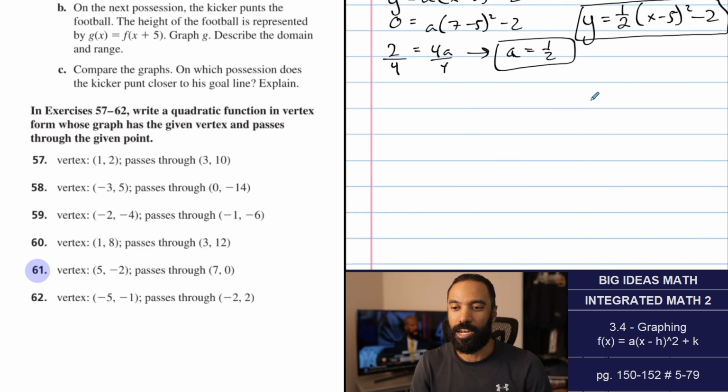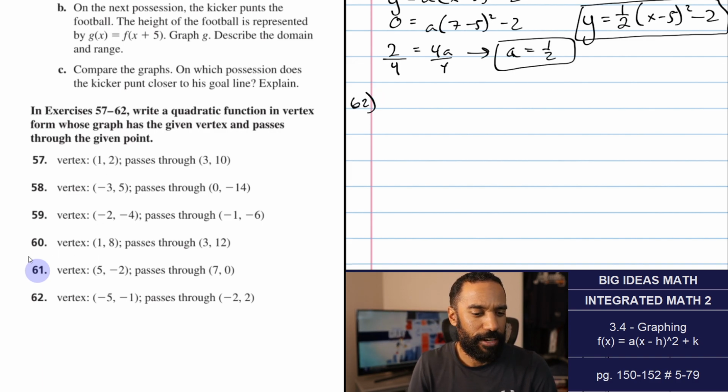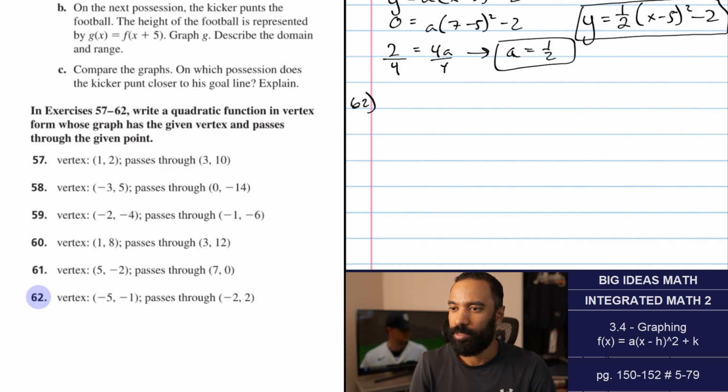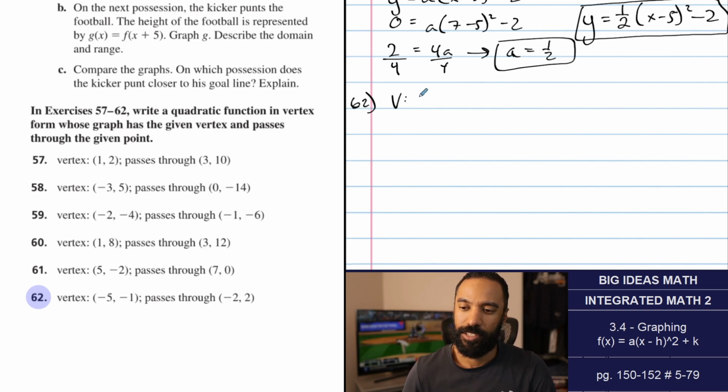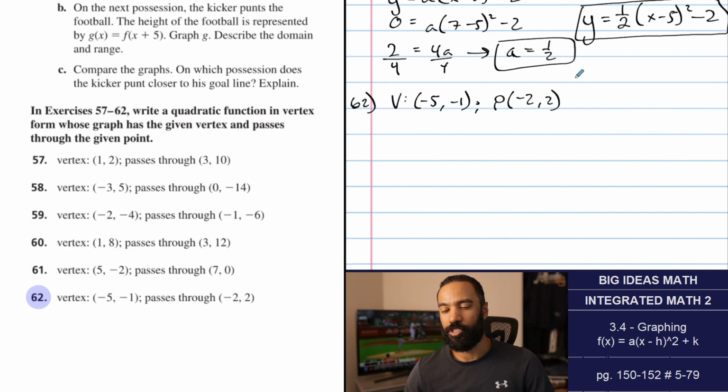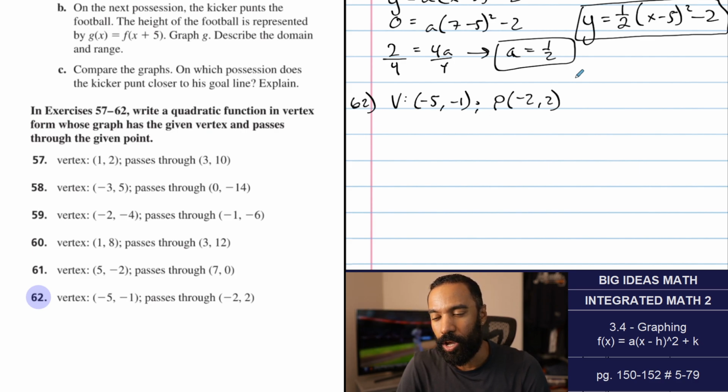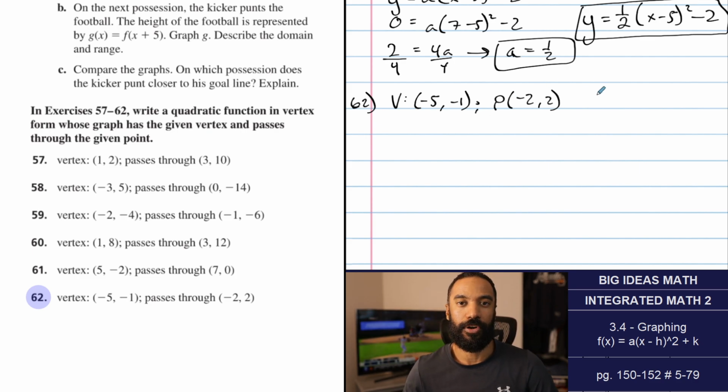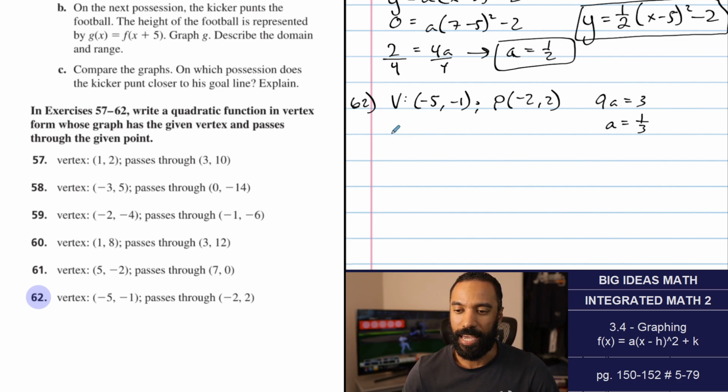Okay, and lastly on this set, number 62, we have vertex of negative 5, negative 1 passing through negative 2, 2. All right, we're going from negative 5 to negative 2. That is 3, a run of 3. Instead of going up 9, we're going up 3. Going up 3 is 1/3 of 9. If 9 times A is 3, then A is 1/3. That's what we're going to get there. Let's see if we can get to that.